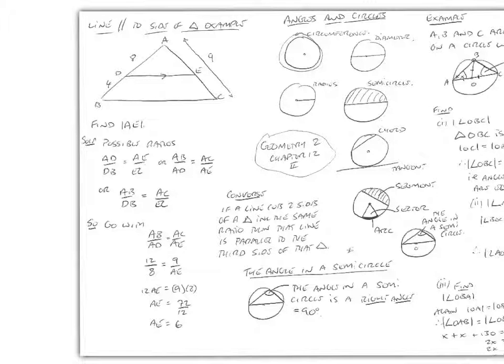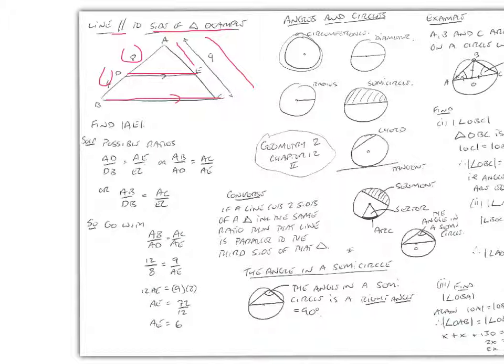So here's an example to do with lines parallel to the sides of a triangle. Here's a triangle ABC with a line DE parallel to BC, and it cuts it into 8, 4, and the whole value of AC is 9. We're looking to find this AE here.